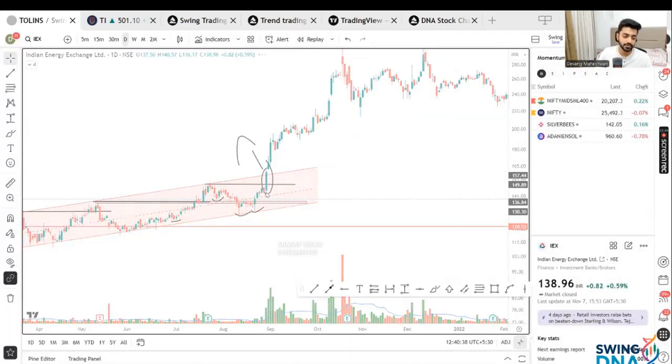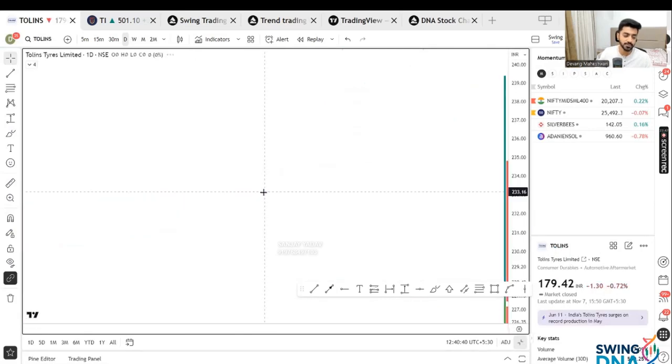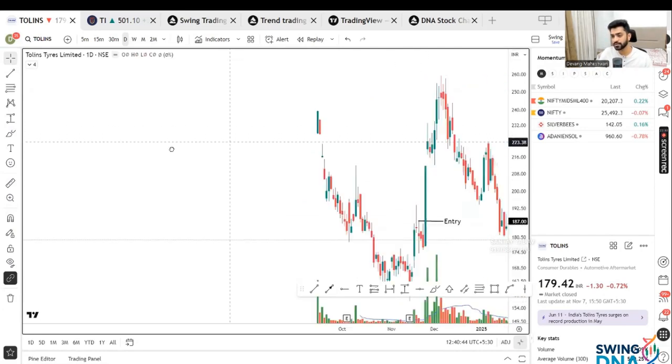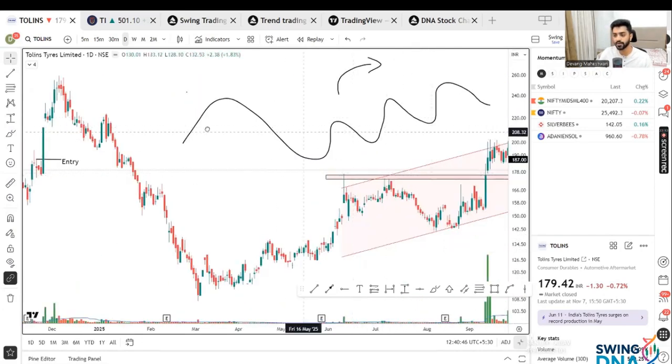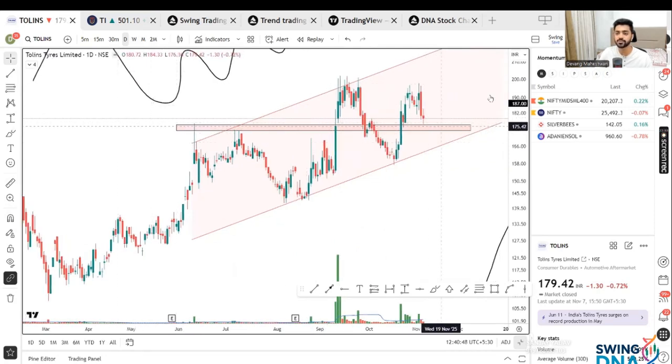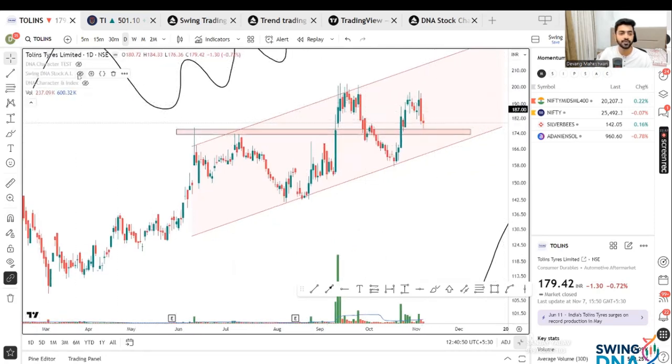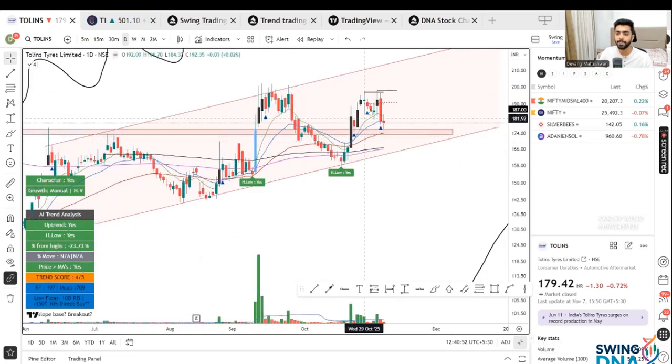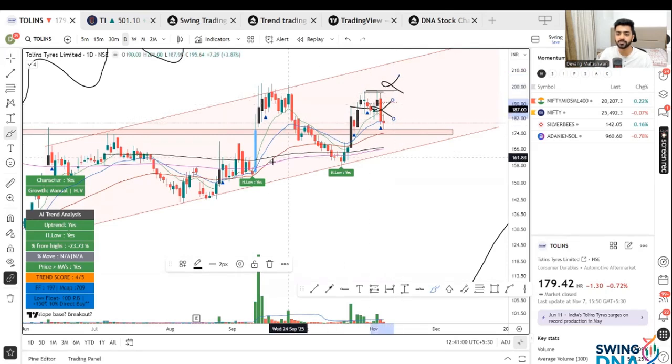If you are analyzing 10 stocks, trust me, 3, 4, 5 will have this. It is a critical part of your understanding. This is a tolerance tire. Now see, it gave an entry somewhere here. Now you buying up here is an issue. This is a conceptual problem.